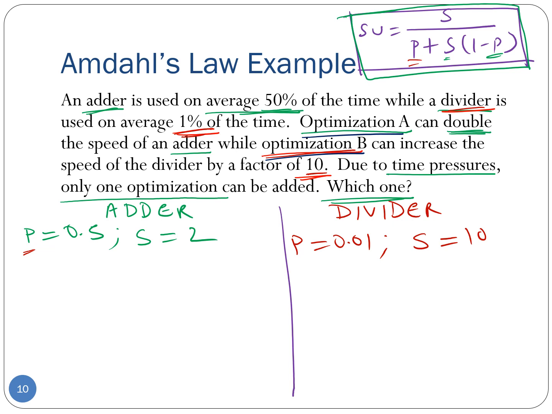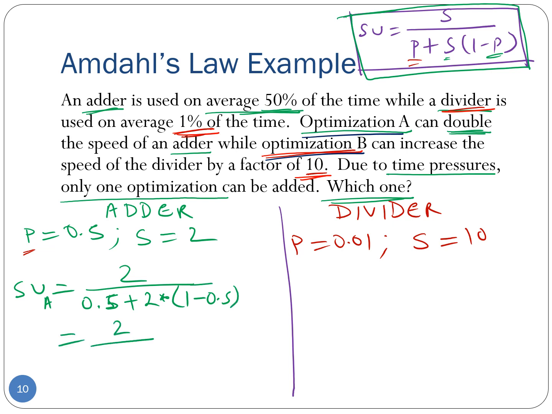So plugging in the values of P and S for the adder gives us speedup equal to 2 divided by the value of P, which is 0.5, so this is going to be 0.5 plus, again the value of S is 2, so 2 multiplied by 1 minus P, so P is again 0.5. If you simplify, this will basically reduce to 2 divided by 1.5, which is essentially equivalent to 1.34. So in other words, this is a speedup of 34%.